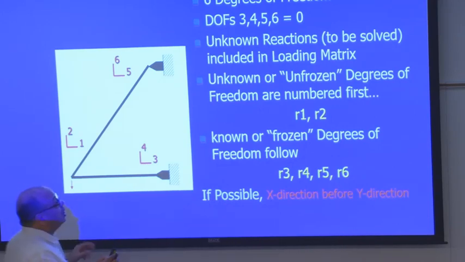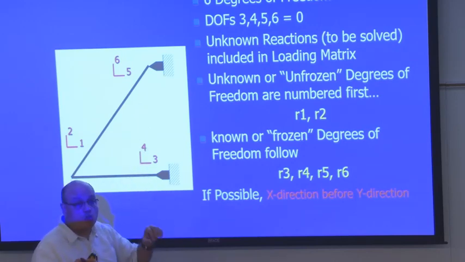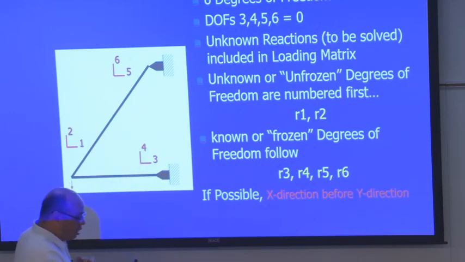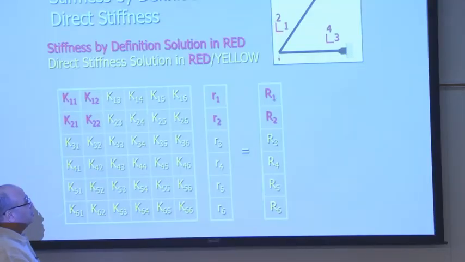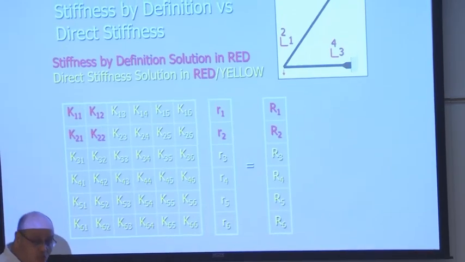Some of them are unknown, which is 1 and 2. We don't know how much deformation we'll have in the x and y here. And 4 of them are known, which are 3 and 4, and 5 and 6. They are known to be 0. So we have unknown and known degrees of freedom. We are going to partition our stiffness matrix to facilitate solving the problem.